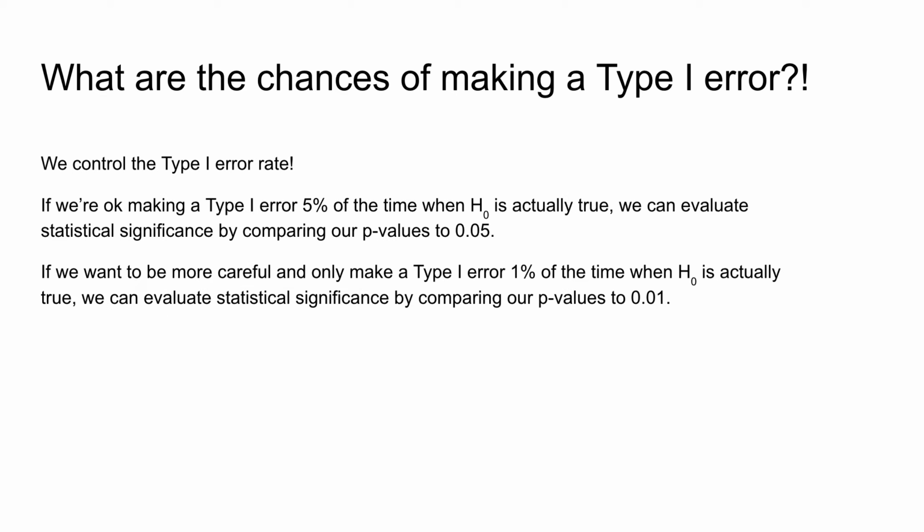The important point here is this. We control the type 1 error rate. If we're okay making a type 1 error 5% of the time when the null is actually true, we can evaluate statistical significance by comparing our p-values to 0.05. If we want to be more careful and only make a type 1 error 1% of the time when the null is actually true, then we can evaluate statistical significance by comparing our p-values to 0.01. The point is, we pick.